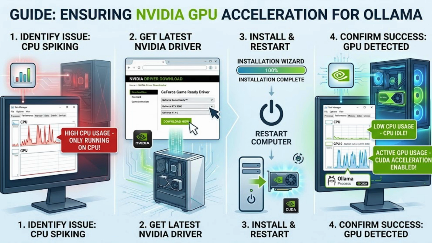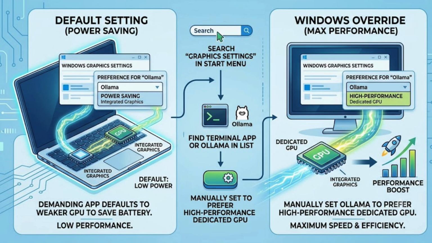detection to work properly. If you're on a laptop with both integrated graphics and a dedicated GPU, sometimes Windows' power settings default demanding applications to the weaker integrated graphics to save battery. You can usually override this in your Windows graphics settings by searching Graphics Settings in the Start menu, finding your terminal application or Ollama in the list, and manually setting it to prefer your high-performance dedicated GPU.